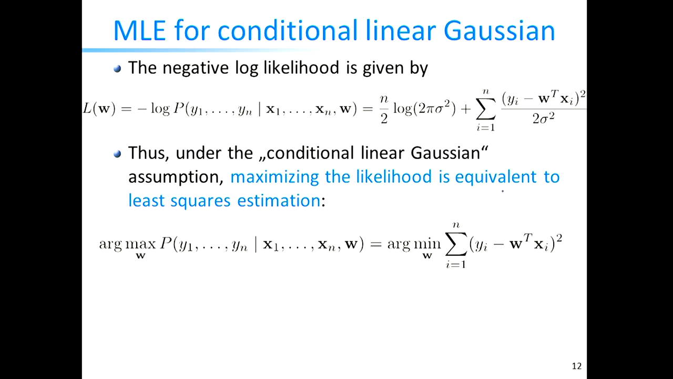So what does this concretely mean? Well, it means that we now have an interpretation of what we're doing when solving the least squares problem. We're implicitly making the assumption, first of all, that our data is independently distributed, drawn from the same distribution, and that our labels are perturbed by Gaussian noise with a fixed variance. So this is the assumption we're implicitly making.